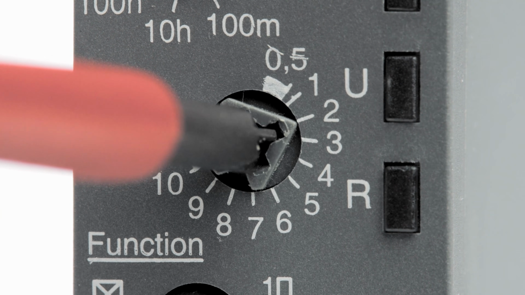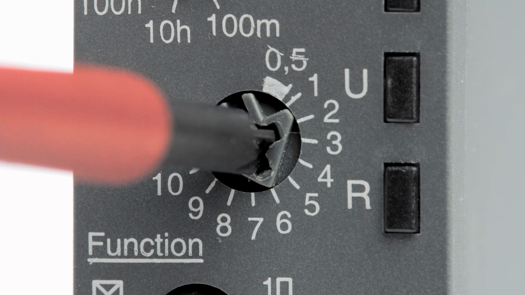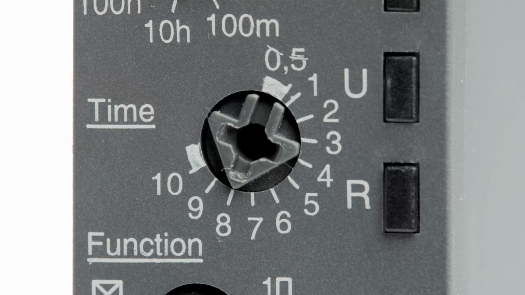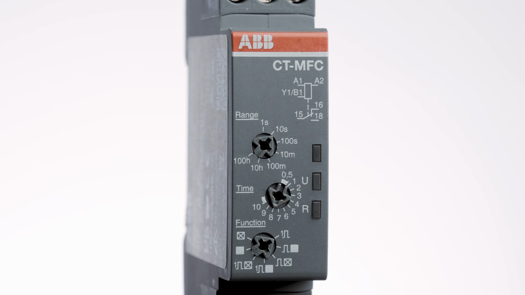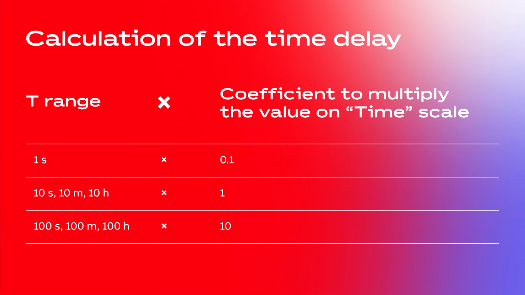After selecting the range, set the time delay using the time dial. The scale from 0.5 to 10 represents the final time only for the 10 seconds, 10 minutes, and 10 hours ranges. For other ranges, multiply the scale value by the corresponding coefficient.